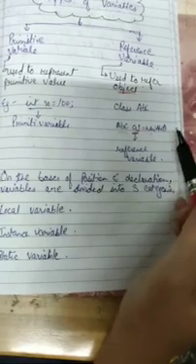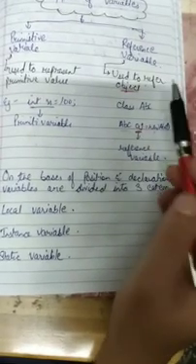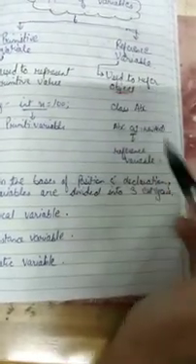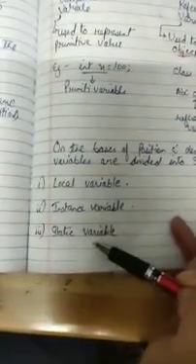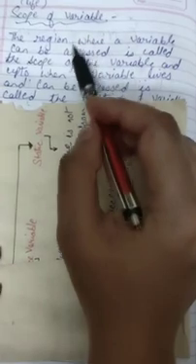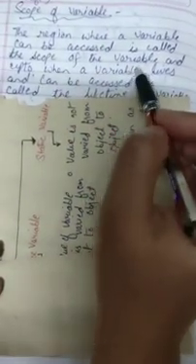On the basis of position and declaration, variables are further classified into three categories: local variable, instance variable, and static variable. Scope of variable means life of variable. The region where a variable can be accessed is called scope of variable, which means that in a program, whichever place the variable can be accessed, that is called scope of variable.